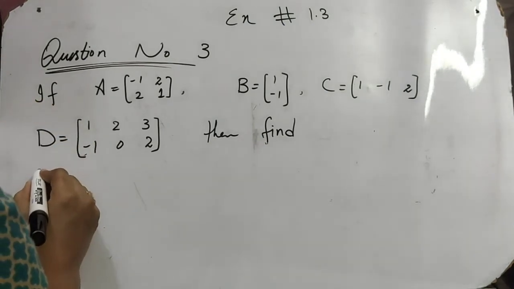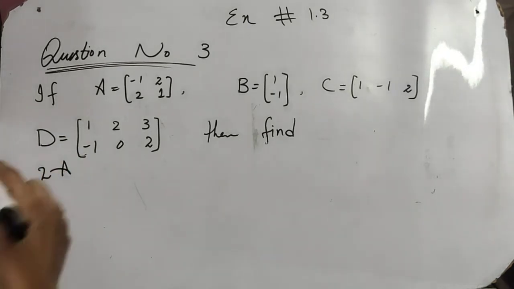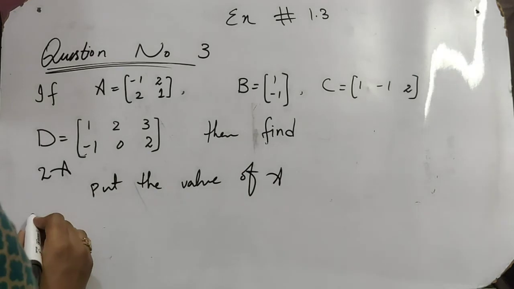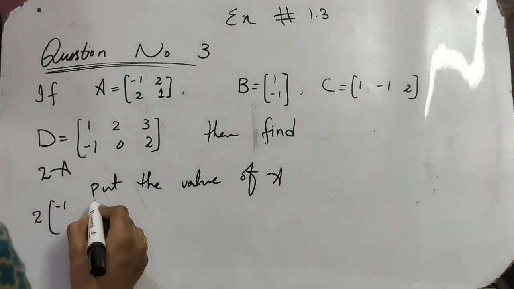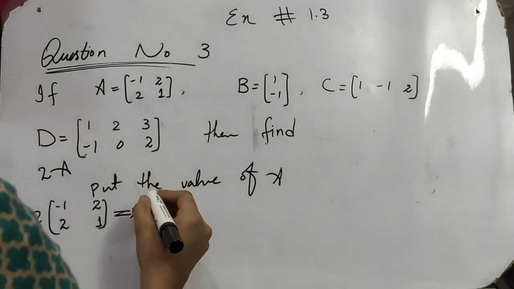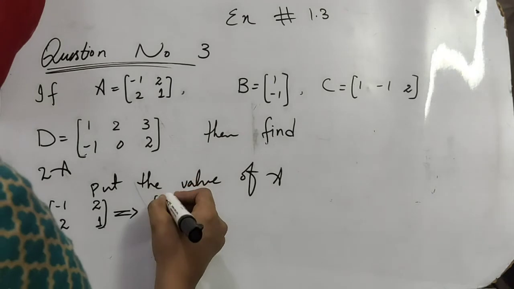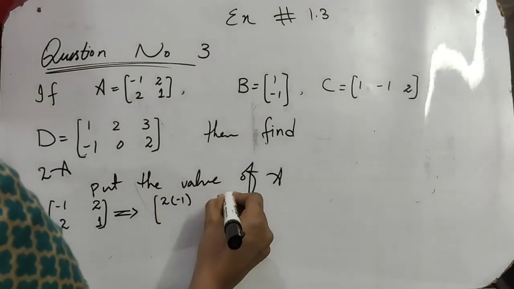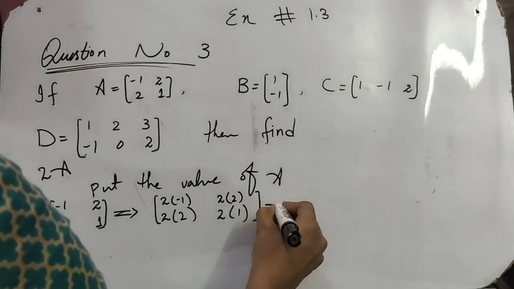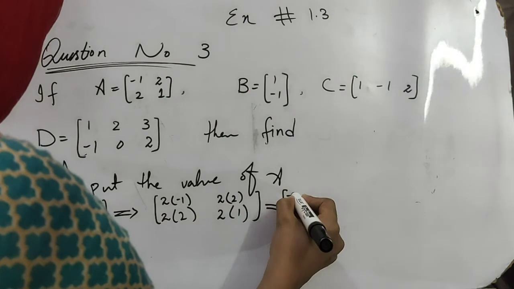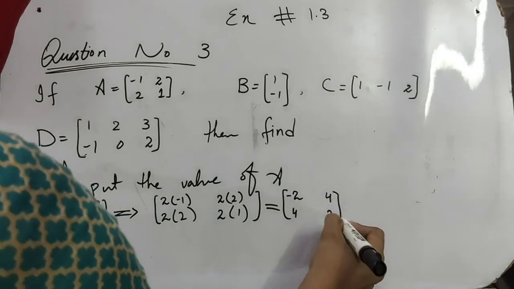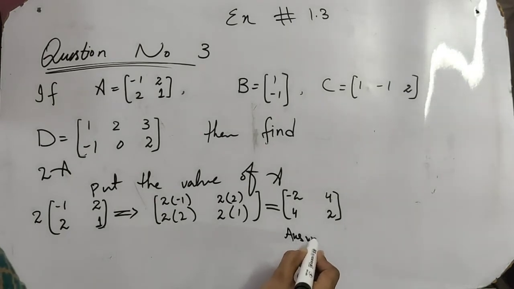Next part is 2A. Okay, put the value of A, we get 2 into minus 1, 2, 2 and 1. It means 2 will be multiplied with all the entries. So 2 into minus 1, 2 into 2, 2 into 2 and 2 into 1, which will be equal to 2 minus 1 into minus 2, 2 2s are 4, 2 2s are 4 and 2 1s are 2. Okay, this is the answer.